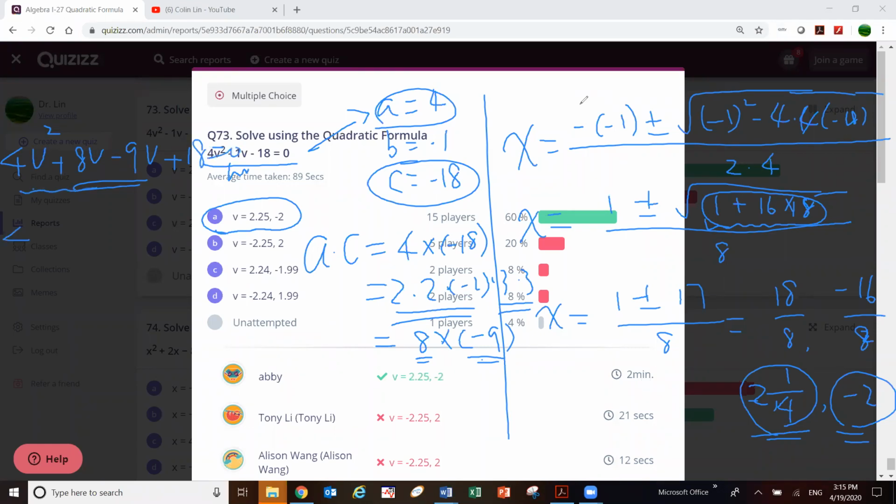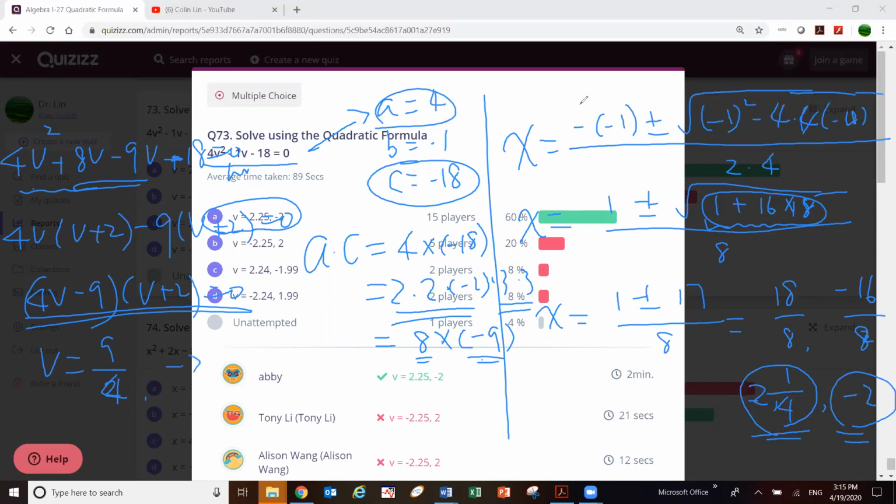So you can get 4v, v plus 2, and minus 9, v plus 2 equal 0, right? So you get 4v minus 9 and v plus 2 equal 0. So it can still be factored, right? So v equals 9 over 4, and the other one is negative 2. So they are still the same.